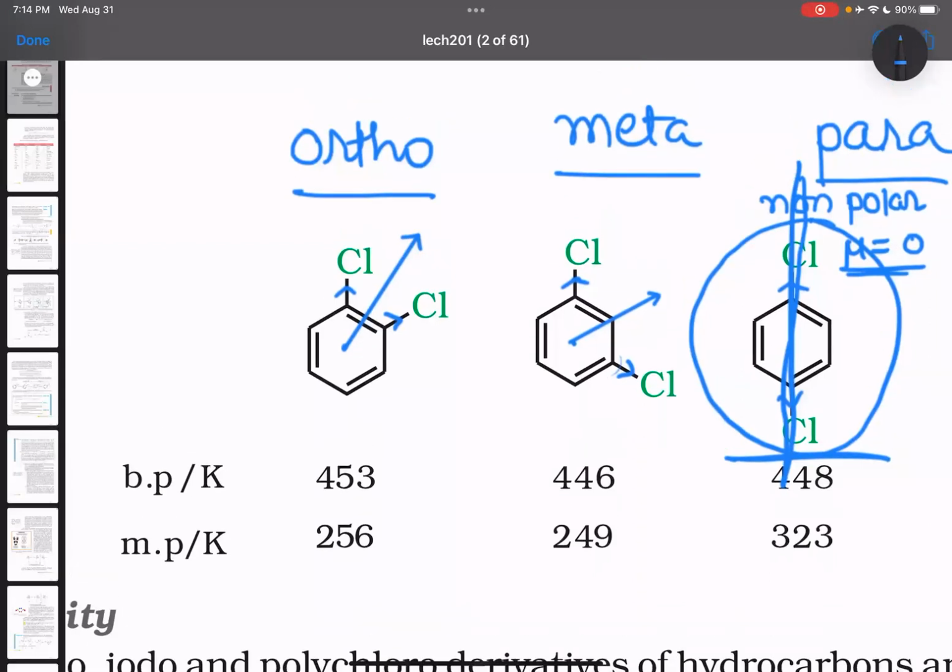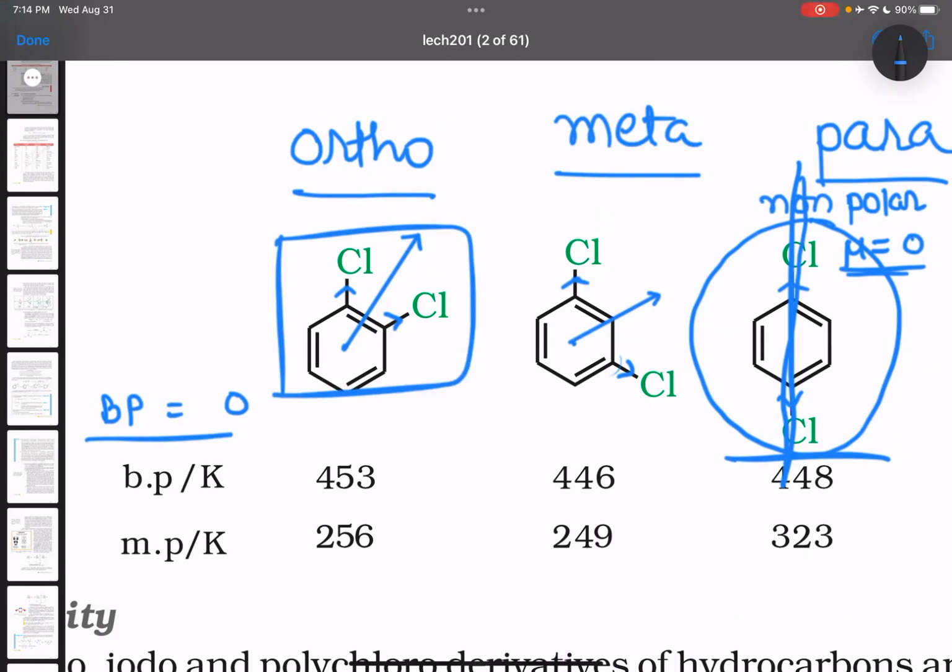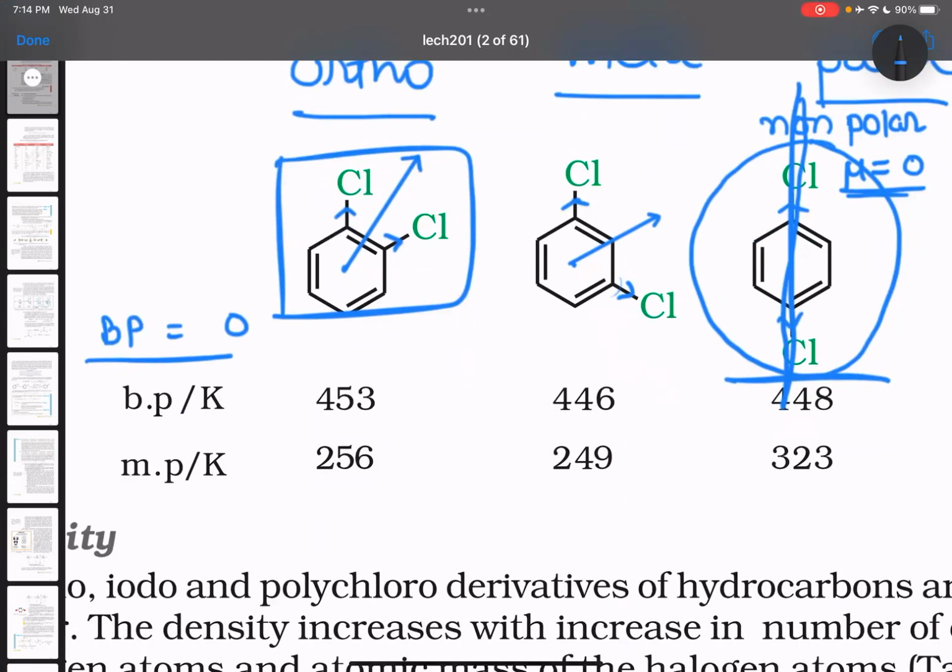So the boiling point is going to be highest for ortho, because ortho is the most polar. Clear? And what about melting point? Melting point is actually highest for para. Why?